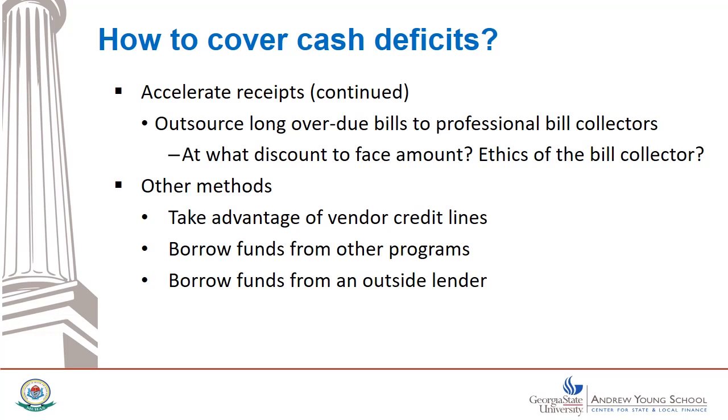There are additional steps that might be available to gain funding. Perhaps a vendor offers a credit line or a way to delay payment in return for paying them interest until you can pay off the bill. Or, if there is idle cash in another program and the rules allow, then you might be able to borrow that cash for a short period with the agreement to return it by a certain date.